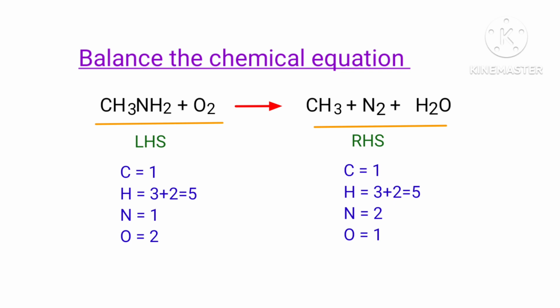To balance the chemical equation, we need to make use of coefficients. A coefficient is a number that we place in front of a chemical formula. In this equation, we need to balance the nitrogen atoms first. To do this, we need to put a coefficient of 2 in front of CH3NH2.